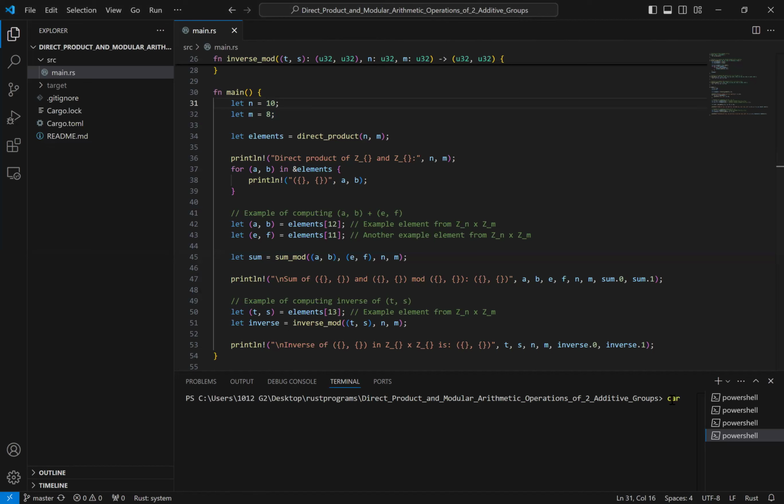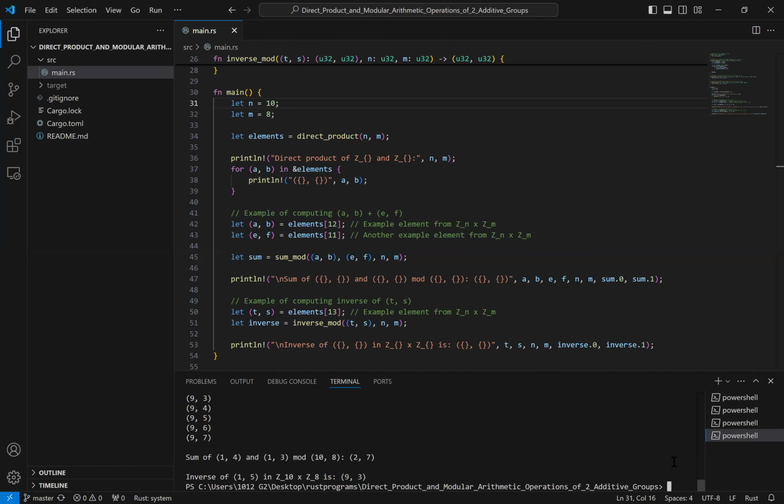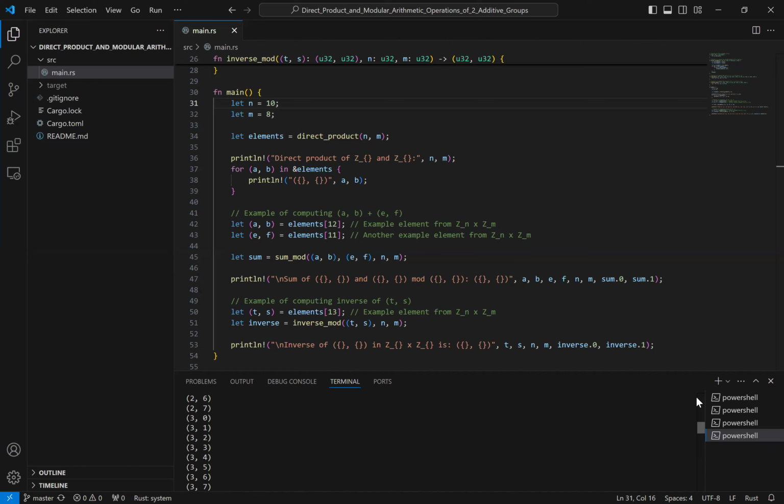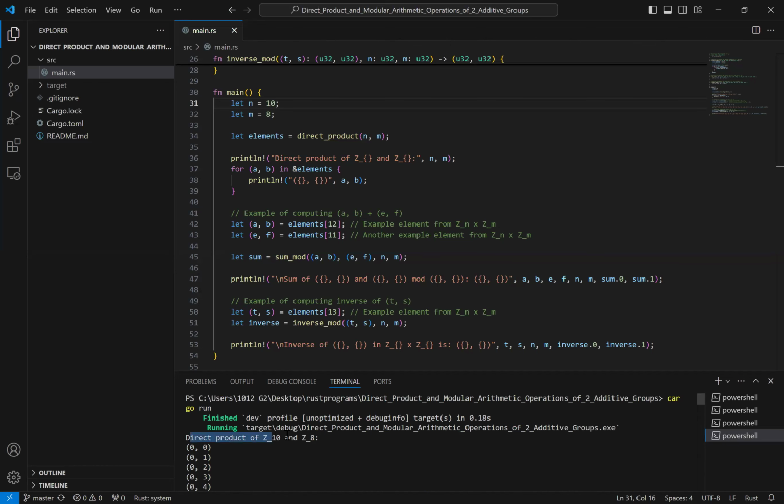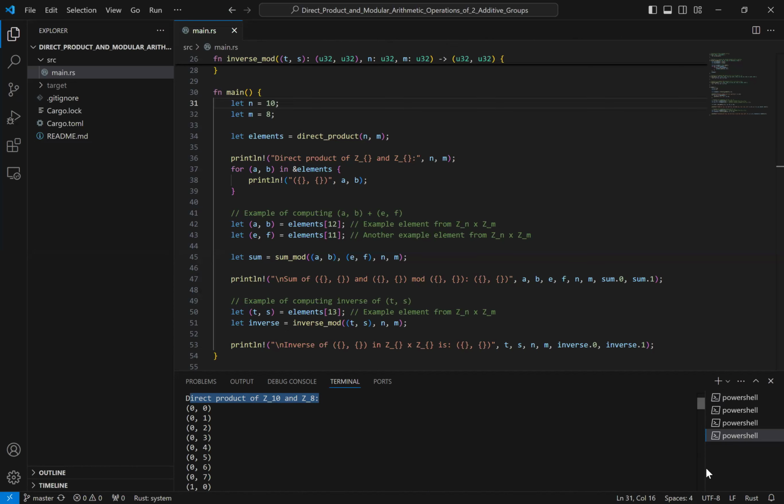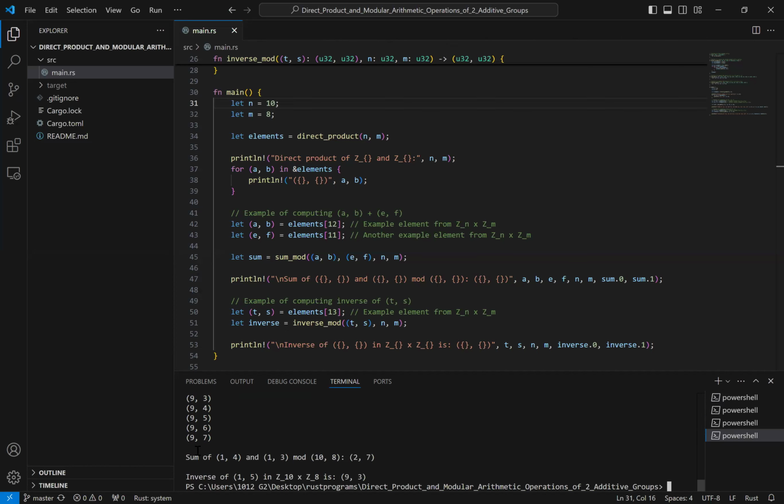So if I ask it to give me the elements of the group, then it generates the elements of the group for me. So these are the elements of the group. It says the direct product of Z10 and Z8 has elements 0, 0, 0, 1, all the way up to 9, 7.